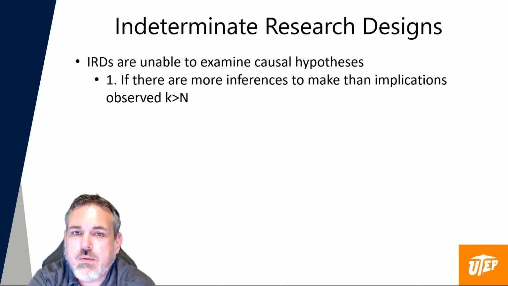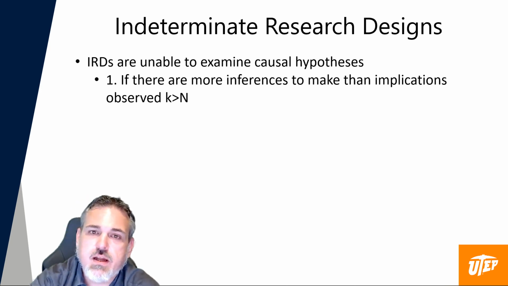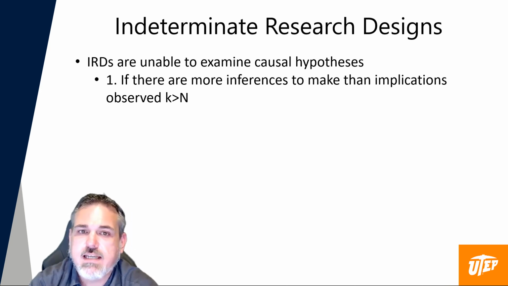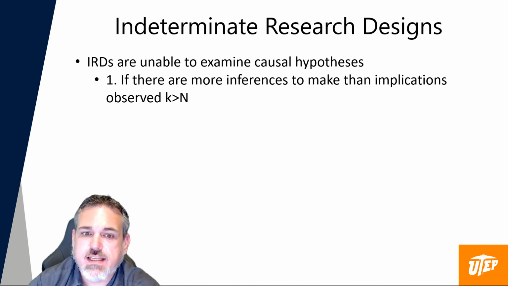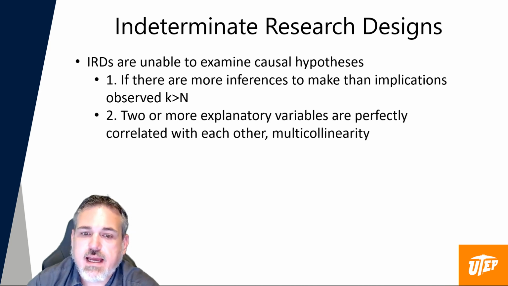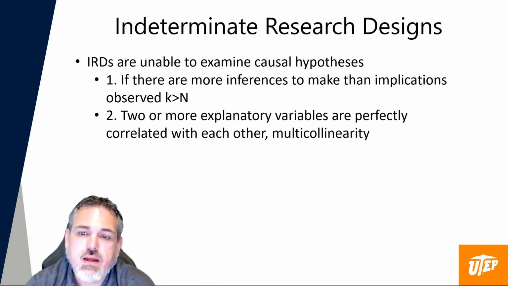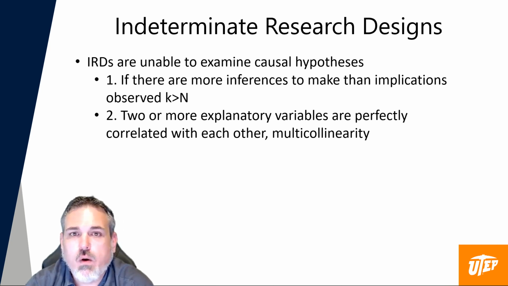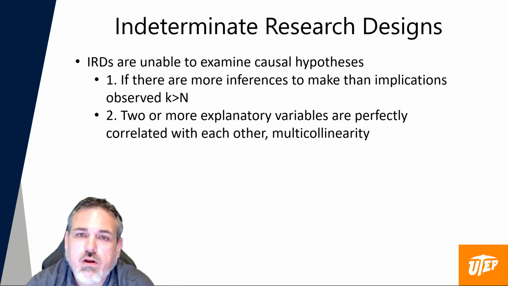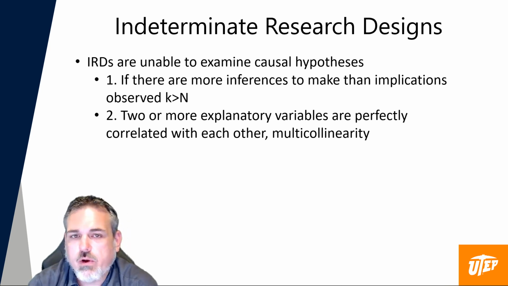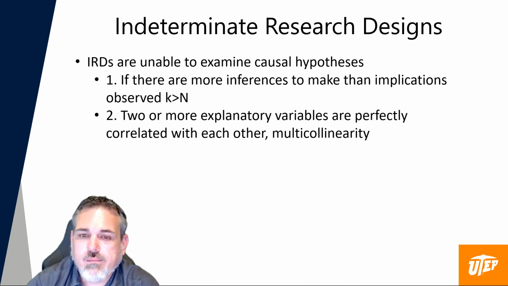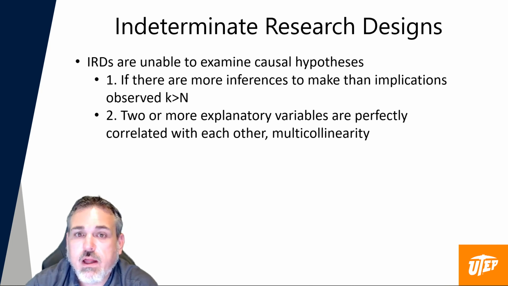So in this circumstance, the research design is indeterminate because we don't have enough data to actually look at alternative explanations. And the other circumstance is that if two or more of your explanatory variables, that is your independent variables, are perfectly correlated with each other. In statistics lexicon, we call that multicollinearity. And we're going to look at both of these in some detail in the following slides.